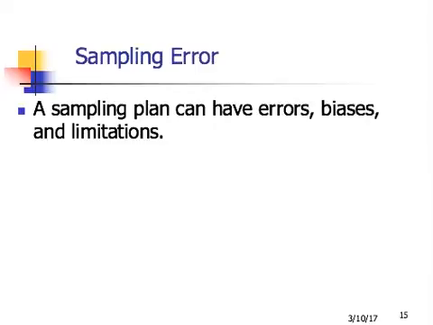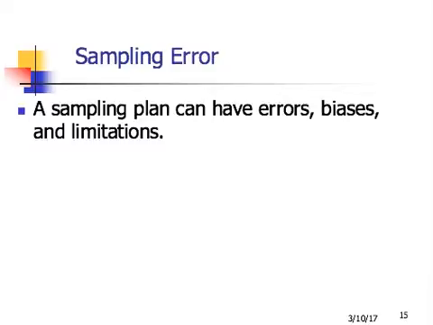A common problem is sampling error. A sampling plan can have errors, biases, and limitations. I'm going to pause there. You might take a moment to pause and think about what you learned so far. So what does sampling error or sampling bias look like?